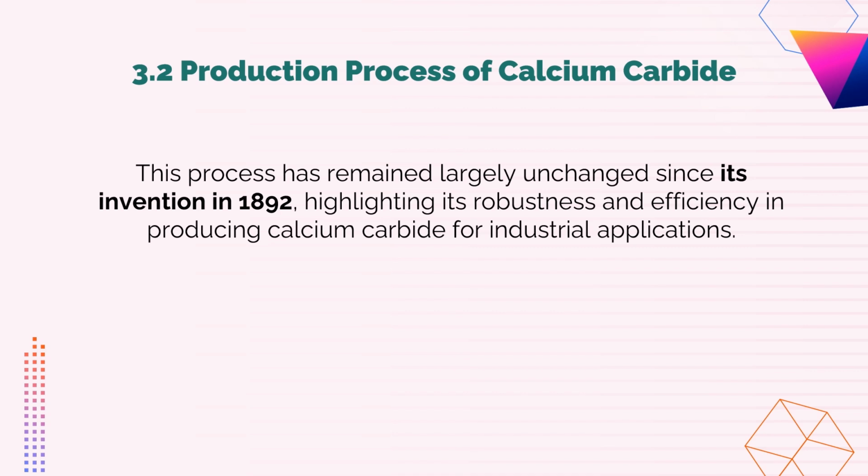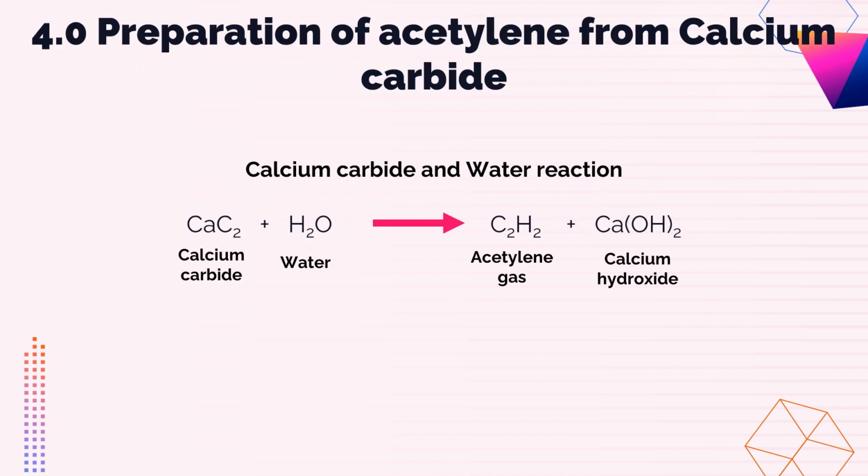Now, for the production of acetylene gas from calcium carbide. When you add calcium carbide to water, it produces smoke. This smoke is acetylene gas, which is highly flammable. The reaction also produces calcium hydroxide as a byproduct. Acetylene's IUPAC name is ethine, an organic compound in the alkyne group.